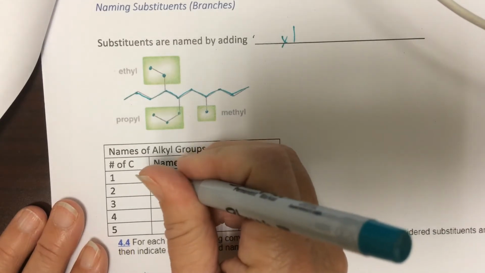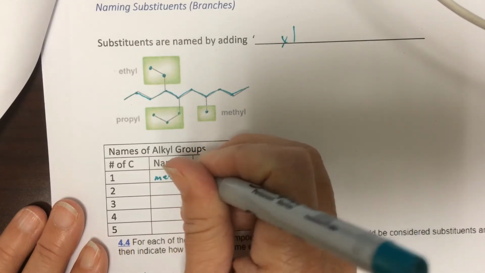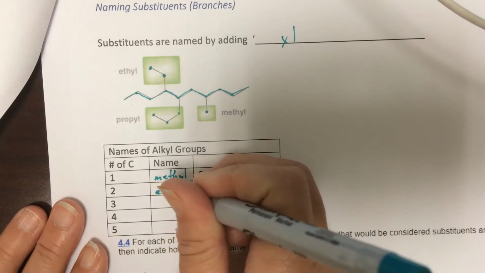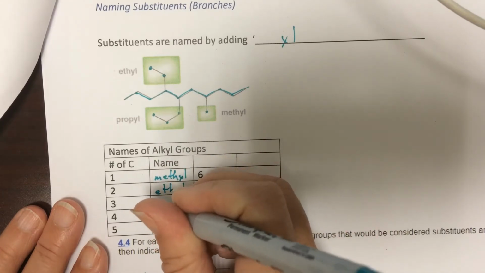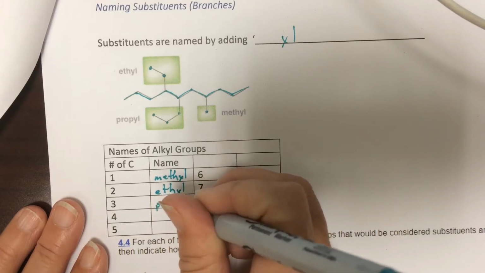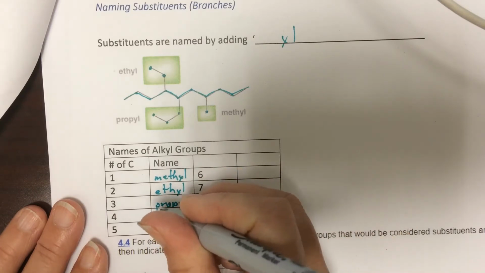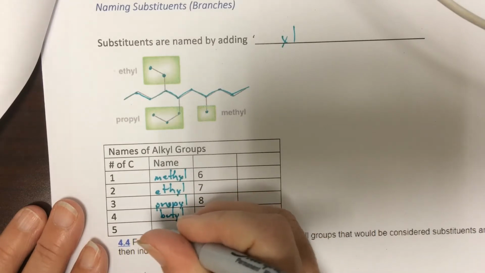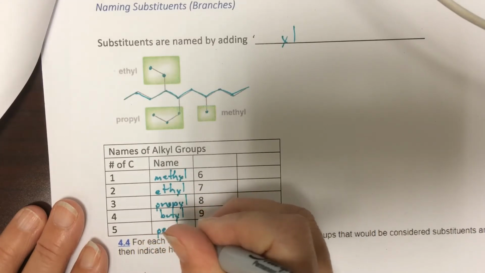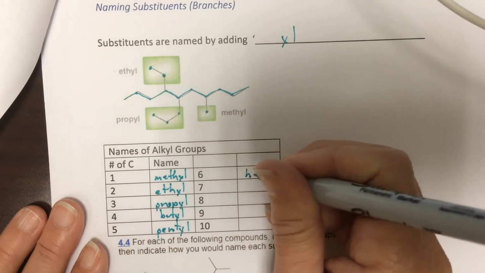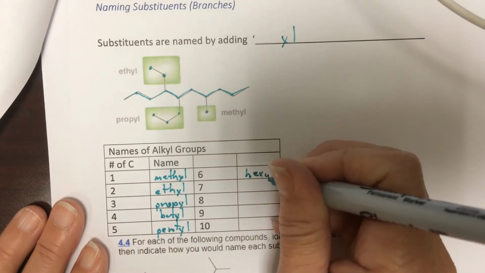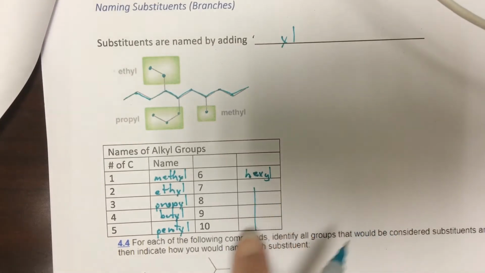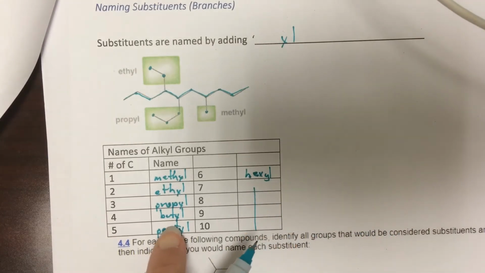So these groups are named very similarly to the table you were given before. If you have 1 carbon, it's a methyl. 2 is an ethyl. 3 is a propyl. 4 is a butyl. 5 is a pentyl. 6 is a hexyl, and so forth. You don't usually see them really above a pentyl.